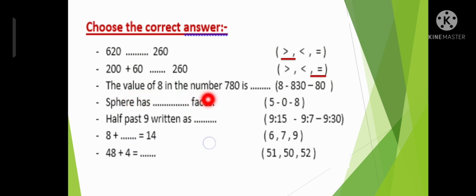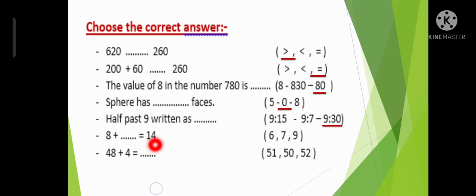The value of 8 in the number 780 is 8 in the tens place, so the value of 8 equals 80. Sphere has how many faces? Sphere has no faces, so the number of faces equals 0. Half past is written as, I know the half of an hour equals 30 minutes, so half past 9 is written as 9:30.